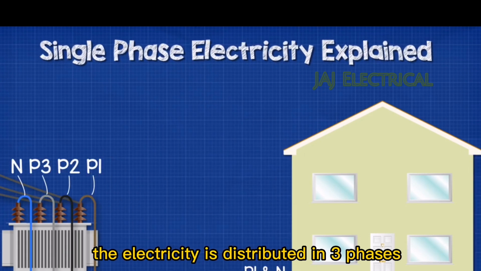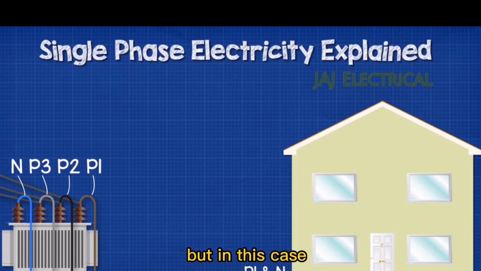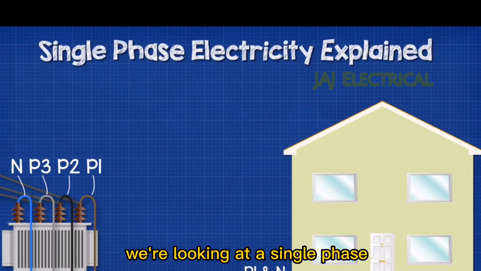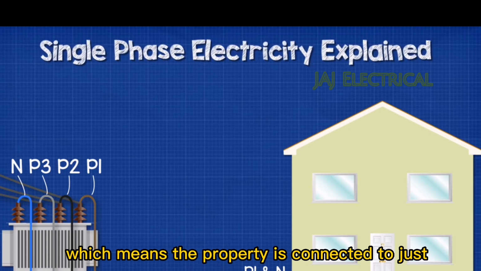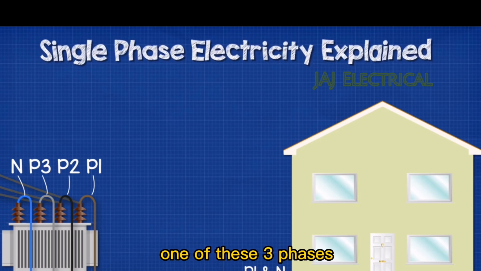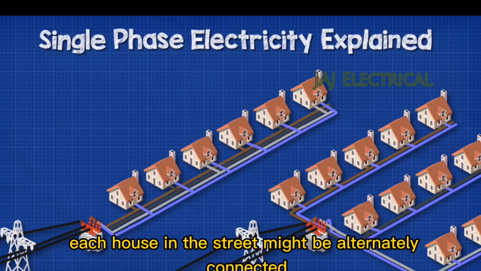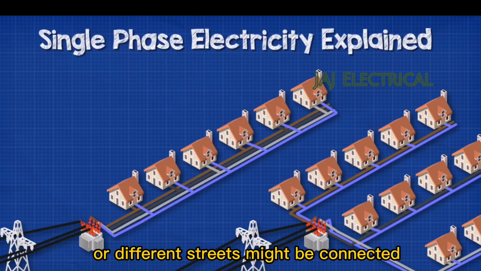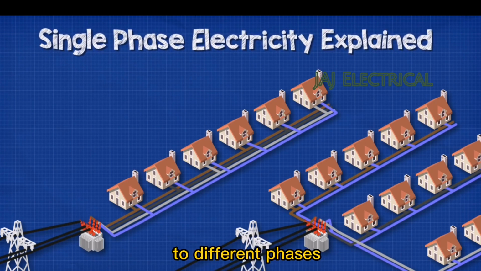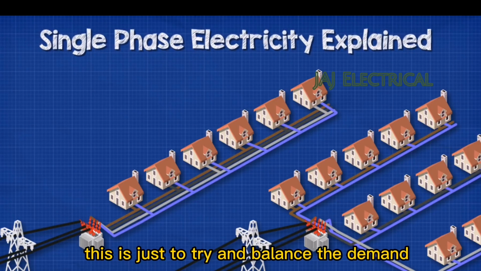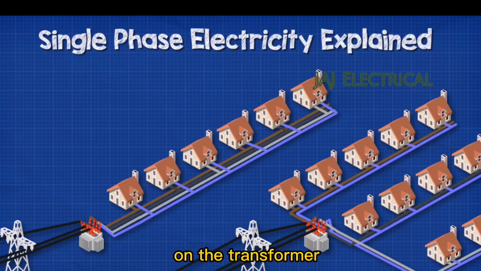The electricity is distributed in 3 phases, but in this case we're looking at a single-phase installation, which means the property is connected to just one of these 3 phases as well as the neutral. Each house in a street might be alternately connected to a different phase, or different streets might be connected to different phases. This is just to try and balance the demand on the transformer.